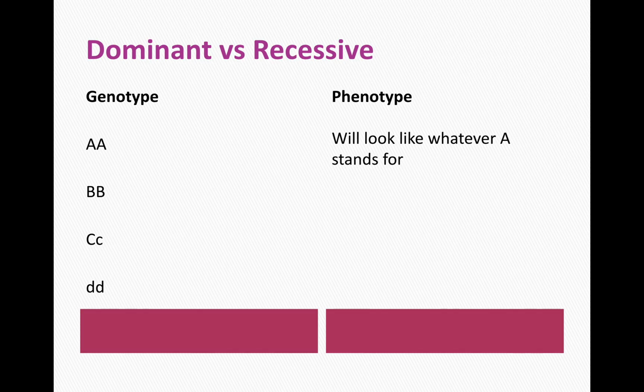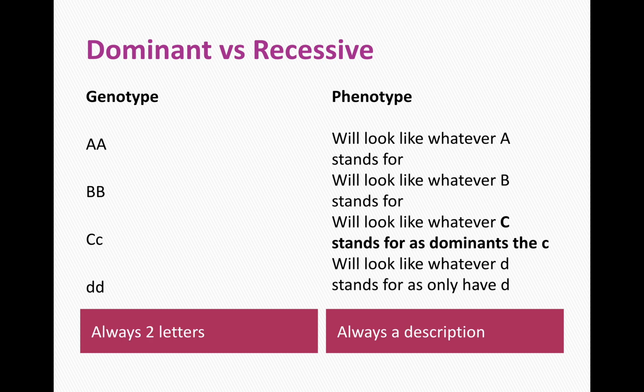So, if they said the genotype was big A, then that's easy. The phenotype will look whatever big A stands for. Look at the next 3, big B, big C, and small d. What do you think they'll look like? Well, for the big B, whatever big B stands for, that's what they'll look like because they only have big B. So that's easy, just like the A above.